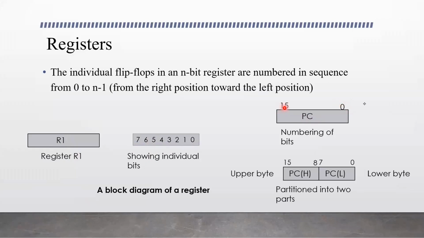From right towards left, we number from the rightmost bit towards the left of the register. We call the lower half, the lower byte, by the letter L, and the higher order bits are referred to with the letter H. PCL refers to the lower order bits. If it is a register with 8 bits, the first 4 bits are referred to as lower order bits, and the next 4 leftmost bits are referred to as higher order bits.